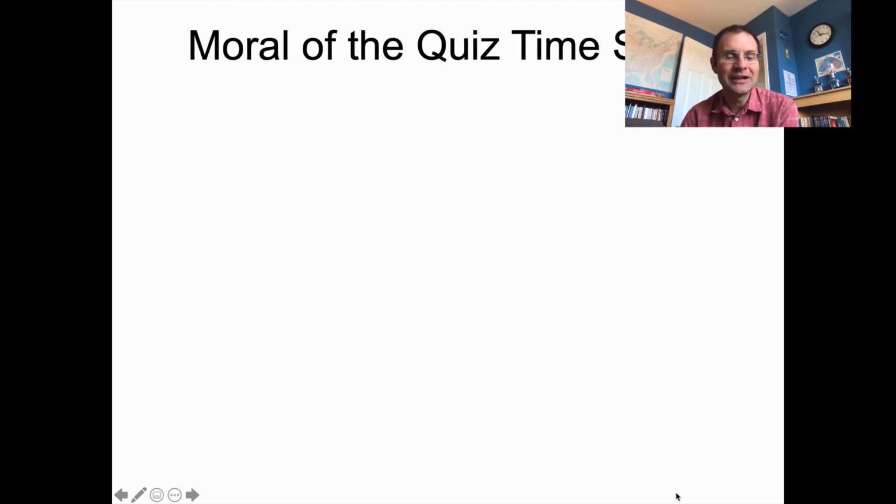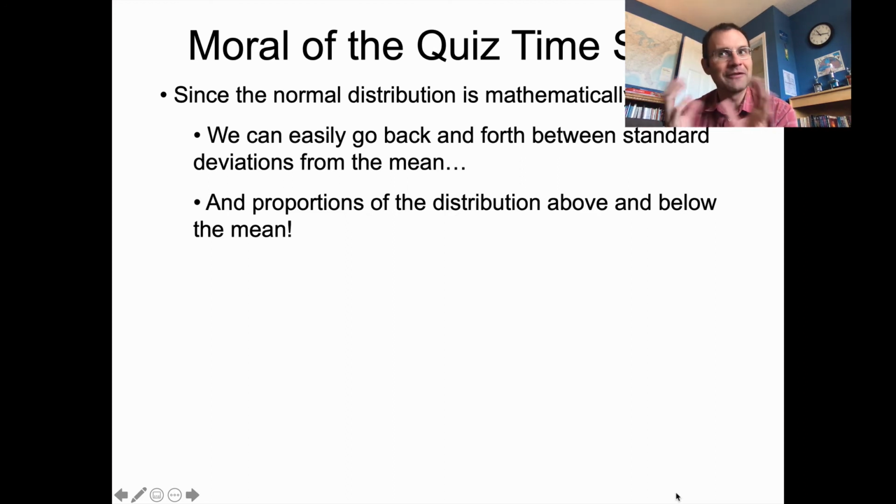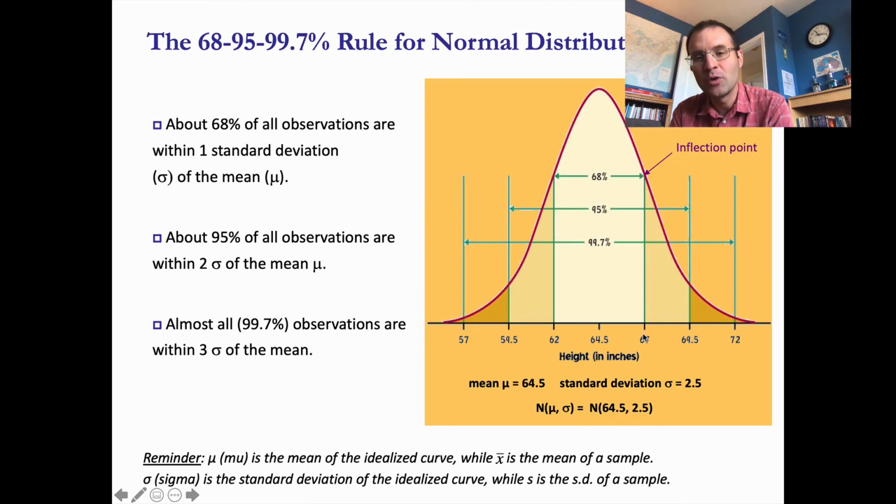In the meantime, I'm going to give you a moral of that story. The moral of the story is something I've told you already, which is the basic principle of using density curves. They're mathematically defined. So knowing the exact mathematical properties of that curve, we can easily go back and forth between standard deviations from the mean and proportions of the distribution above and below the mean. To go back to the graphic, I can think of this point here, this 67 inches point, as being one standard deviation above the mean. Knowing where I am in the distribution in terms of that standard deviation, I can say I've got 84% of the curve to the left of that point, and 16% of the curve to the right of that point. Just knowing the standard deviations gives me that information about the proportions of the curve.